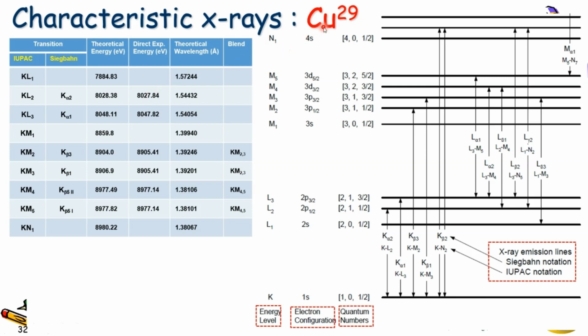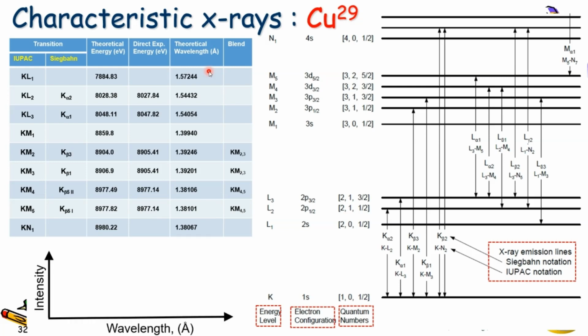for copper. The KL1 will be 7,884, and the wavelength will be 1.57244. The KL2 is 1.54432, something like this. So this is the characteristic X-ray wavelength of copper. So when you put an unknown material, metals, into the X-ray, a series of X-rays will come out, and you can identify what kind of material or what kind of metal you examine.